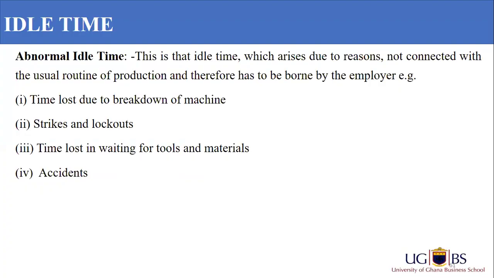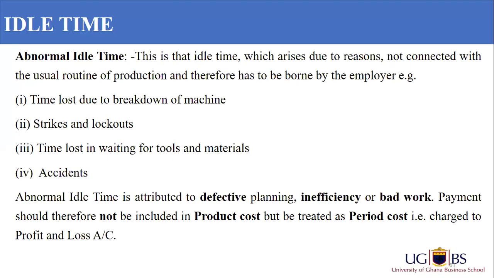Then abnormal idle time. Abnormal idle time rates arise due to reasons not the usual routine of production, therefore it has to be borne by the employer. It is time lost due to breakdown of machine, strikes and lockouts, time lost waiting for tools and materials, and accidents. Abnormal idle time is attributed to defective planning, inefficiency, or bad work. Payments should therefore not be included in product cost, but be treated as period cost, charged to profit or loss account.